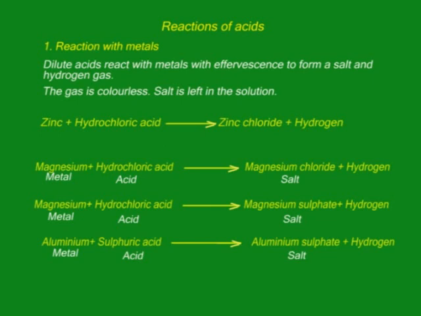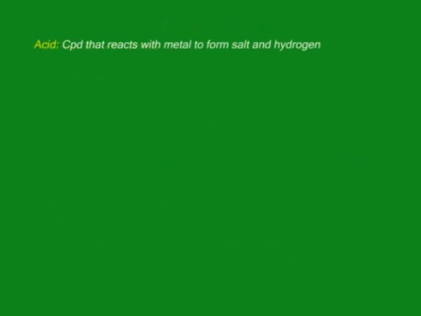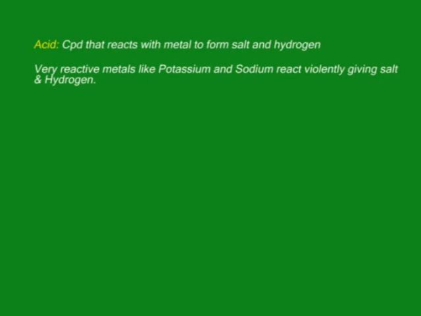on your screen. Now from this, an acid can thus be said to be a compound that reacts with metals to form a salt and hydrogen. That is, acid plus metal gives salt and hydrogen. Very reactive metals like potassium, sodium, and calcium will react violently with acids to produce salt and hydrogen.